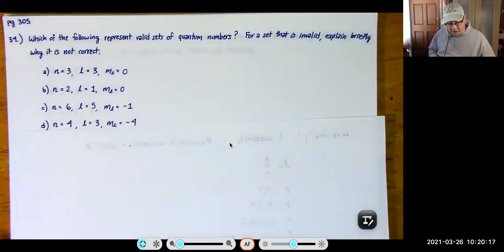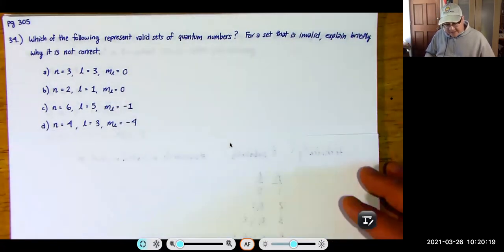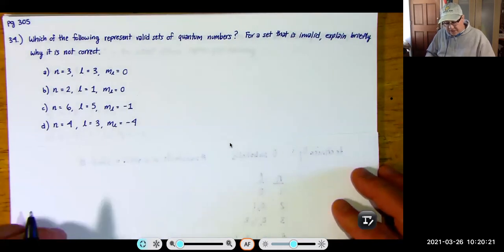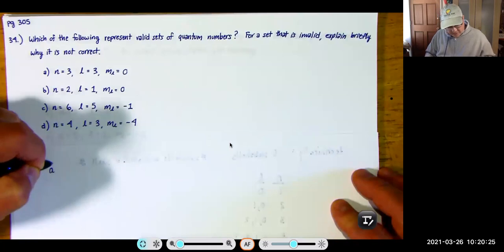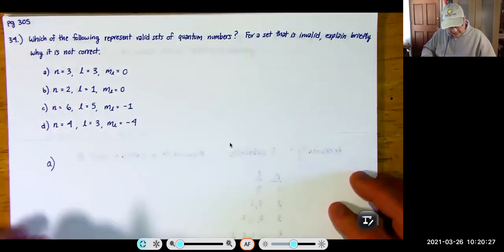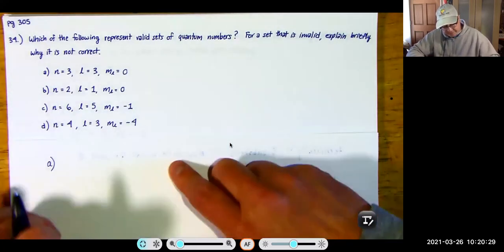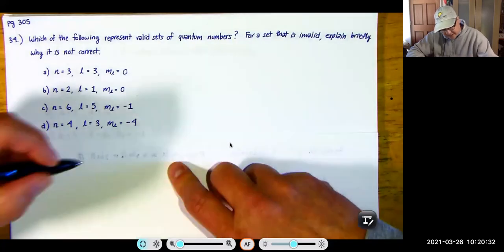Okay, which of the following represent valid sets of quantum numbers? For those that are invalid, briefly explain. So I think we did a little bit of this, you and I, Charlotte, but we're going to do this again. So A is invalid.